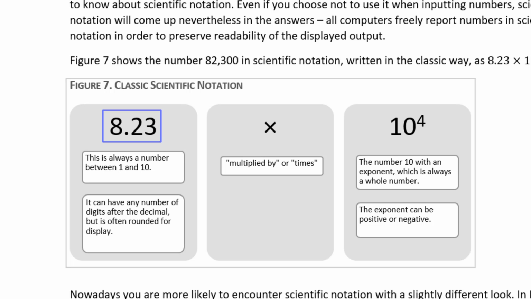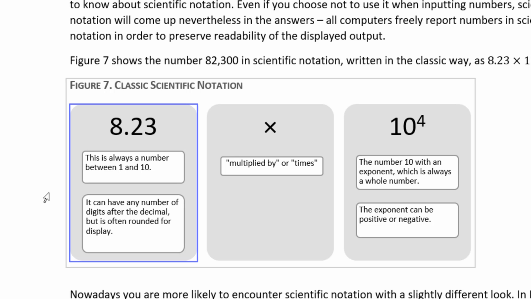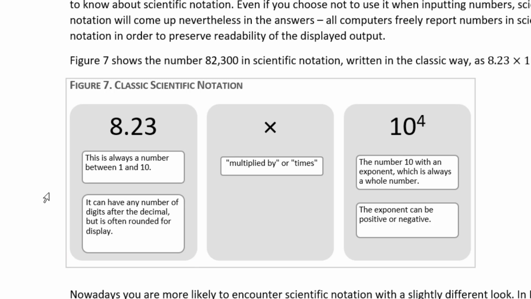Notice that the 8.23, those are the same numbers as 823 in the 82,300 original notation. This part in scientific notation can have any number of digits after the decimal, but it's often rounded for display. So I've rounded it to 2 decimals here. Actually, I didn't round it because there were no non-zero numbers to the right of the 3. You could leave 4 digits on, you could leave 7 digits on, you could leave 1 digit on, you could leave no digits on, depending on the purpose for which you are reporting this number and the original number itself and how many trailing or leading zeros it has.